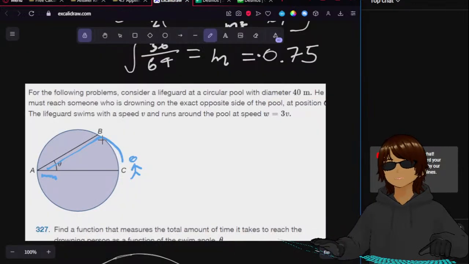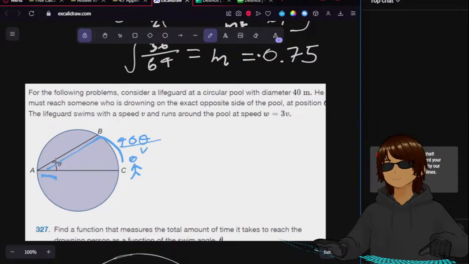Because 40 pi is how much he's running. Radians is how much of the circumference you cover in terms of the radius. So then this would be 40 pi, and the time it would take would be 40 pi over v.